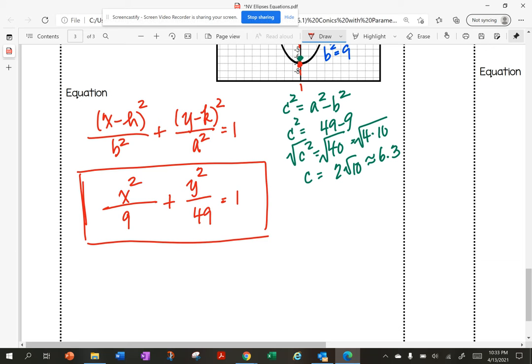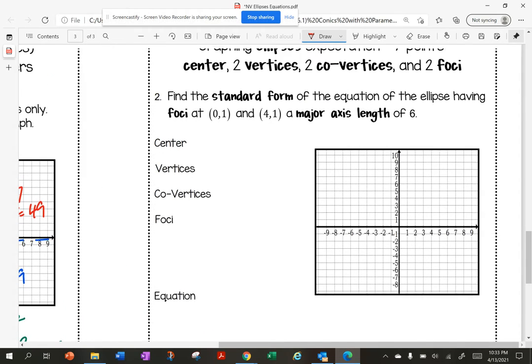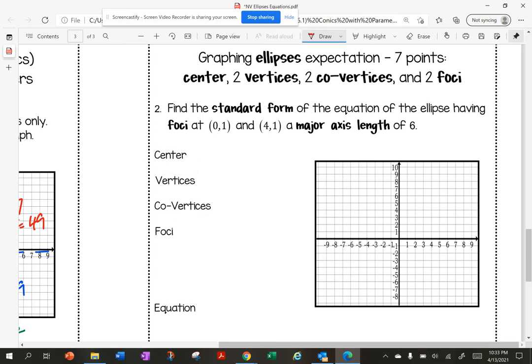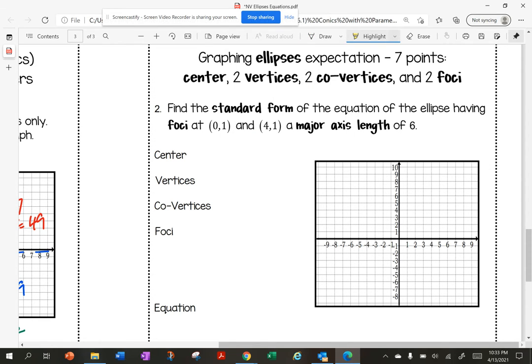All right, let's try the next one. So that was writing the equation from a graph. Now I'm going to write the equation of an ellipse given some standard information. All right, find the standard form of the equation of an ellipse having foci at 0, 1 and 4, 1. Okay, so the foci at 0, 1 and 4, 1.